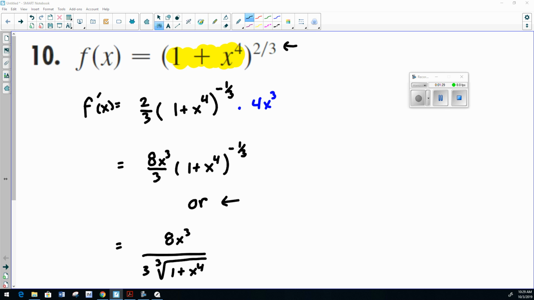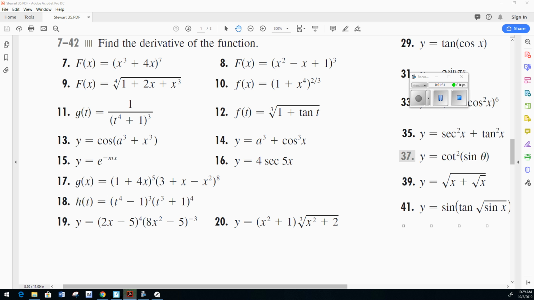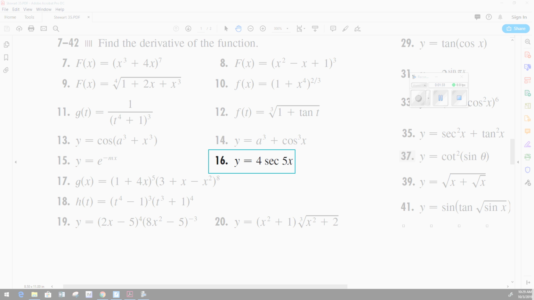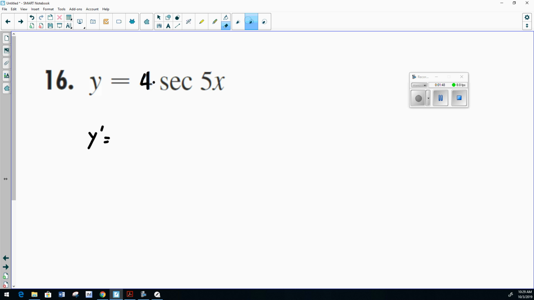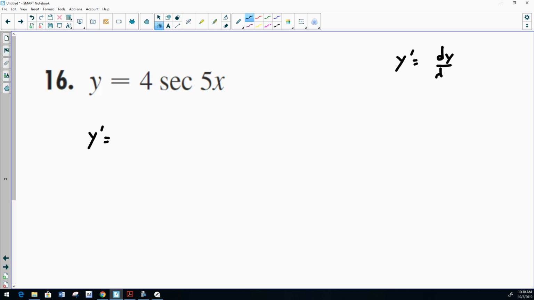16. So we've been talking about if it's a constant times something, we don't need the product rule. Would you agree? So no product rule here. Y prime. Or it is y prime, but can I call it something else? I want to get you more comfortable with notation. You could also call it dy dx. Y prime is dy dx, okay?